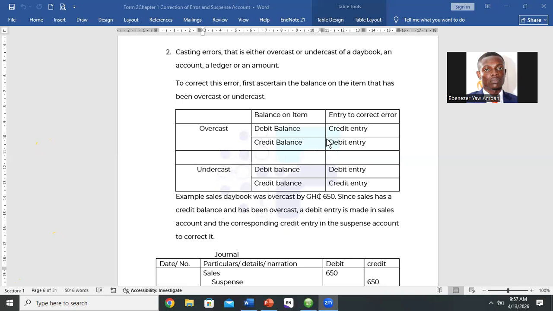Okay. So Profs, the second example of errors that affect the agreement of the trial balance is casting errors. Now, casting simply means you are adding or summing up something, right? So whilst you are doing the addition or summation, you can make a mistake. Now, this mistake can be over or under. Where you overstate it, it is overcast. Where you understate it, it is undercast. Right? Okay.